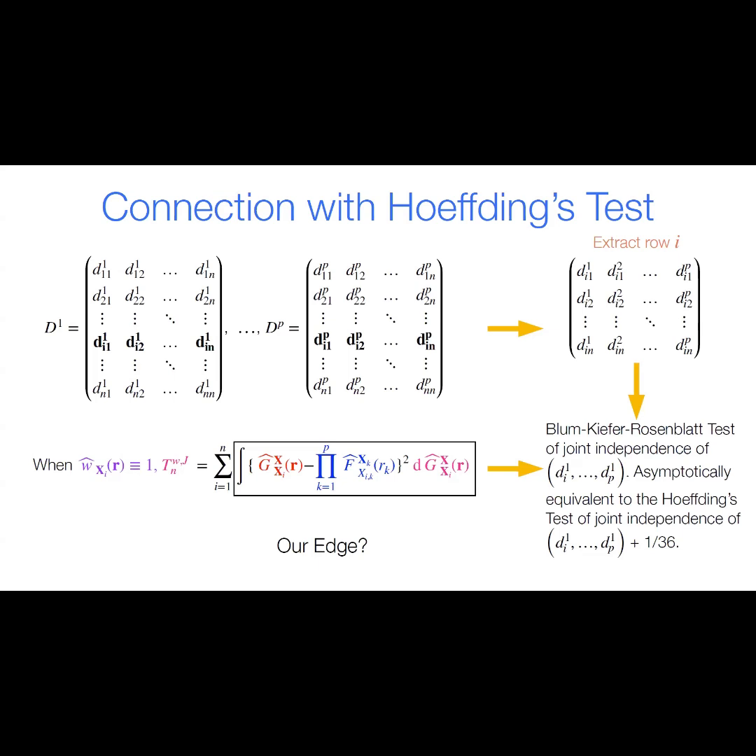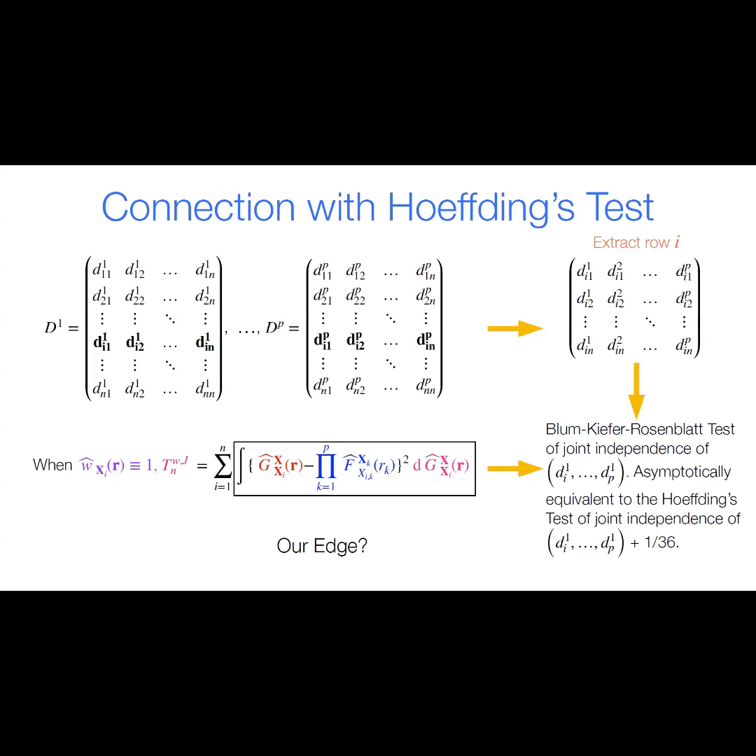And this is just one illustration, with specific weights set to 1. What you see summed here is actually the BKR test of joint independence of the distances in the ith row of every distance matrix. So this is in fact equivalent to Hoeffding's test plus 1 over 36. That's very weird, but it's just how Hoeffding defined it. He had this very peculiar 1 over 36 coming up, but they are doing the same thing.